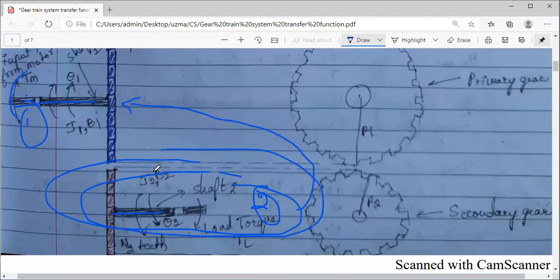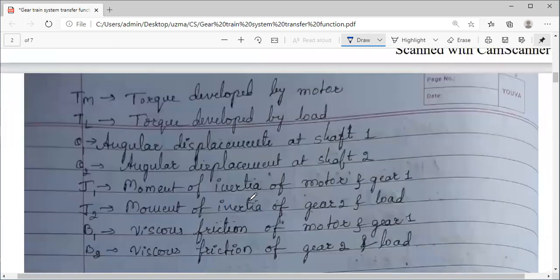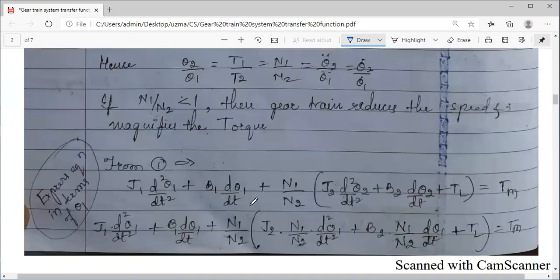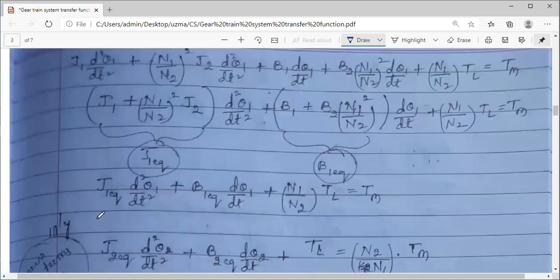What are those parameters? They are J2, B2, and you have TL, and you have theta. These parameters will be affected, and you will get some different values. What are those different values? I am talking about the shaft 2 values reflecting on shaft 1. What are the changed values? We have seen this in the previous session. This is the changed value.